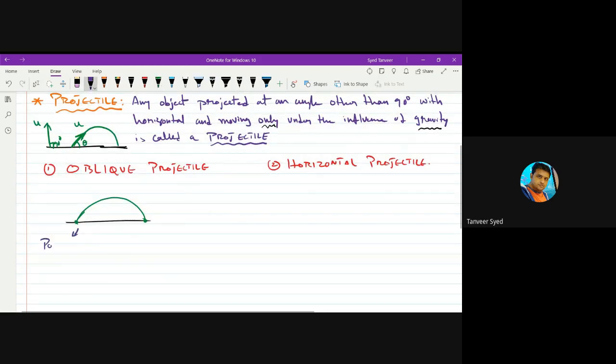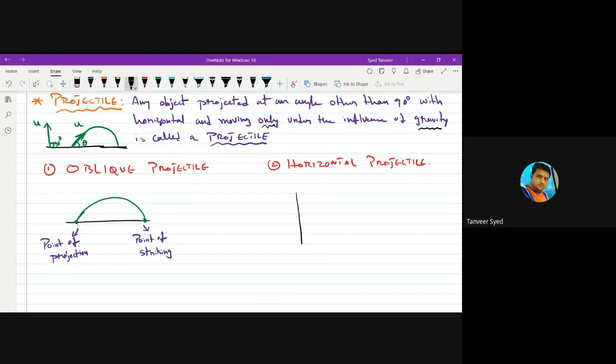This is the point of projection, from where you are throwing that object. And this is the point of striking, where it strikes or where it lands. That is the point of striking. And these 2 points lie in the same plane. Point of projection and point of striking are lying in the same plane.